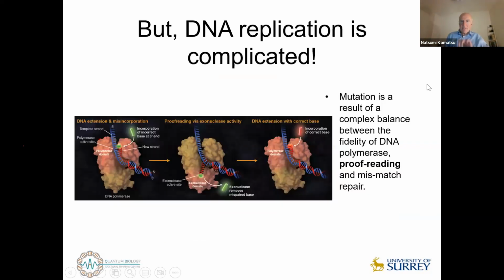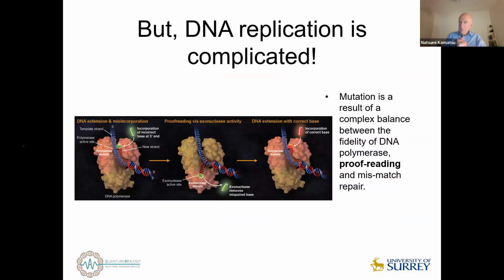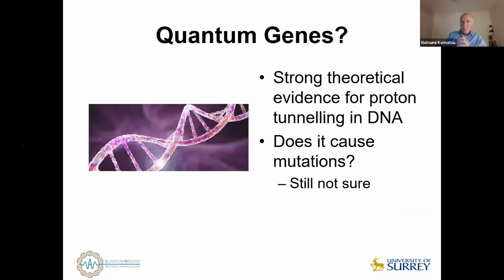But as I pointed out before, DNA replication is a complicated business, and there's lots of things maybe going on that maybe complicate our interpretation of the experiment. But at the moment, our conclusion is there's strong theoretical evidence for proton tunneling in DNA, but does it cause mutation? Well, in our hands, we haven't got any evidence for that yet. It still seems that in the more refined in vitro experiment, we don't get any evidence of a kinetic isotope effect, despite Louis' calculations suggesting that we should.